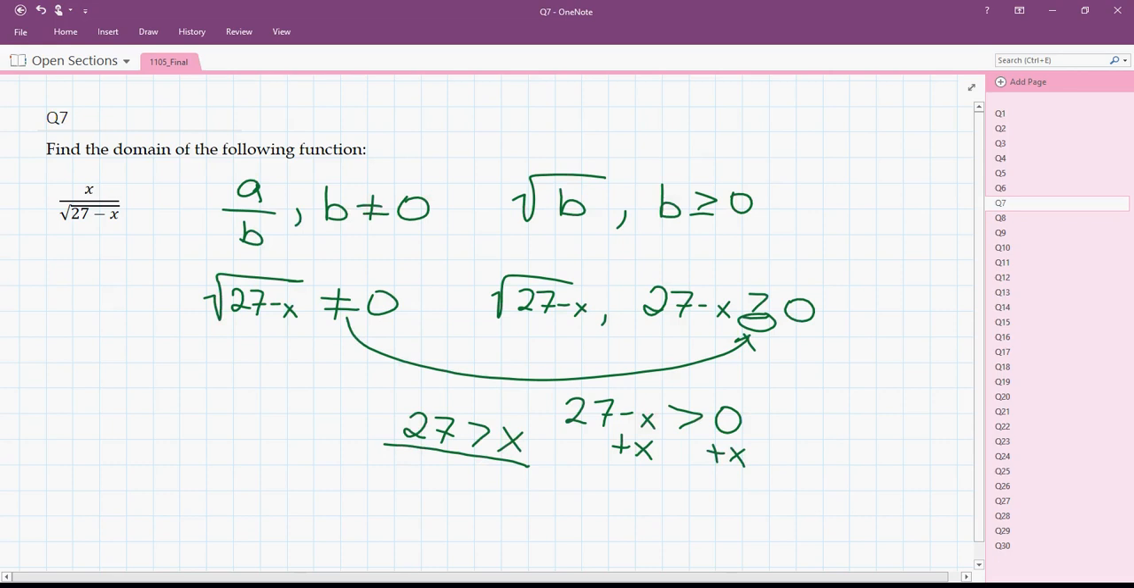And if you wanted to write that in various notations, you can start anywhere from negative infinity up to 27, but not including. Or you want the set of all x such that x is less than 27. So either of those represent your domain.